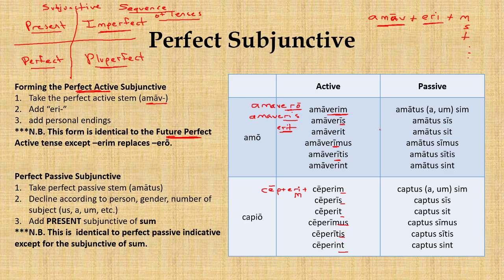So the perfect passive subjunctive is also not too complicated, but it's also important just to go over, just to make sure we're aware of what's going on. But essentially, it is quite similar to our perfect passive indicative. Spelled it wrong again. Indicative.